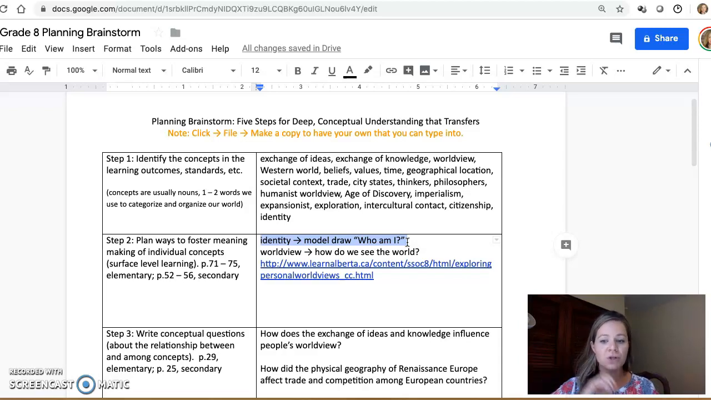So I thought if students start with who are you, what's your identity, we could keep coming back to that when we're looking at something so far in time, such as the Renaissance. That's hard for an 8th grader to wrap their head around. And so I would transition from identity to worldview. How do I see the world? And maybe start to make some connections between how your identity, who you are, influences your worldview, how you see the world.